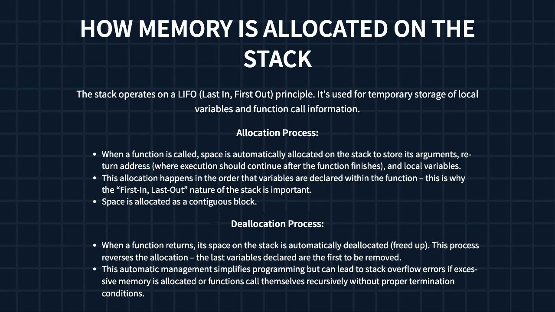Okay, let's talk about how the stack works for memory allocation. Think of it like a stack of plates. You always add a new plate on top and take one off the top. When a function is called, space is automatically set aside on the stack to hold things like its arguments, the values passed into it, and where the program should go when the function finishes. Importantly, variables are allocated in the order they're declared within the function, which is why it's LIFO. And just as easily as space is allocated, it's automatically freed up when a function returns, essentially taking those plates off the stack one by one.